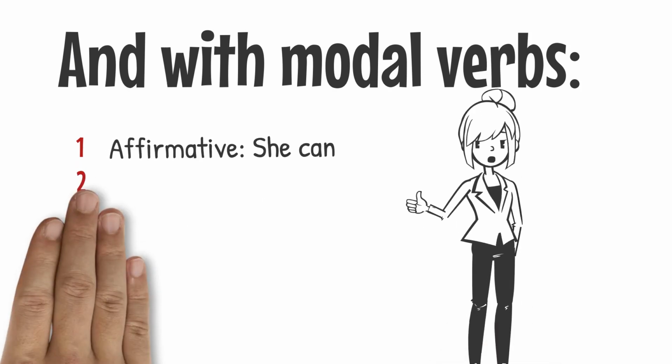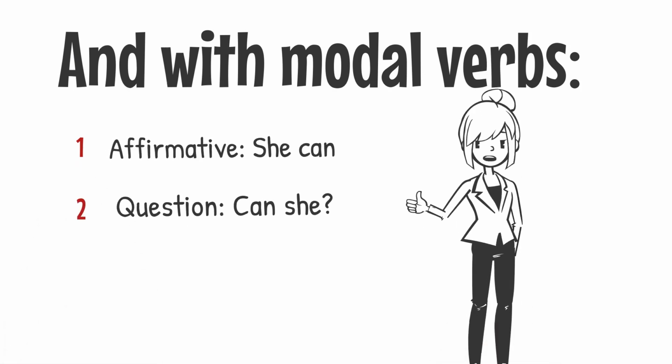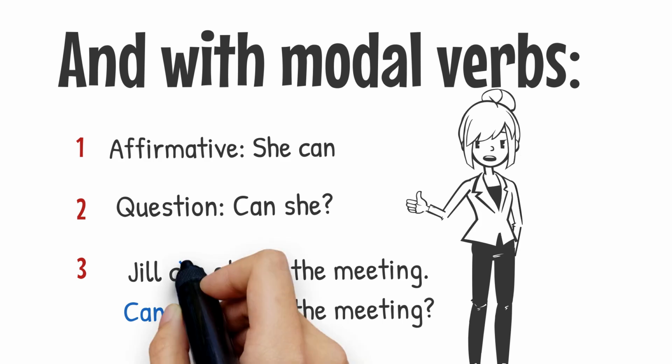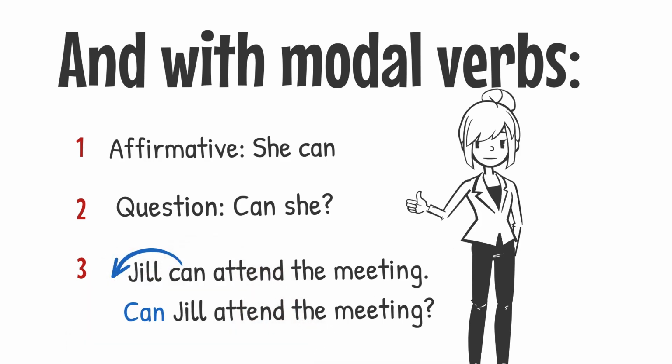She can changes to can she to make a question. Like in this example, Jill can attend the meeting. To turn this into a question, we switch the modal verb can with the subject Jill. Can Jill attend the meeting?